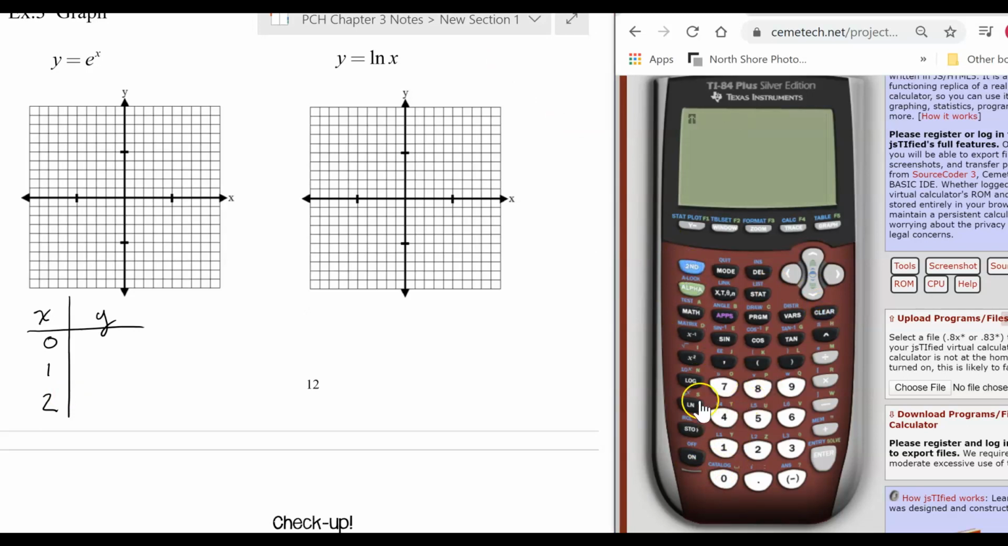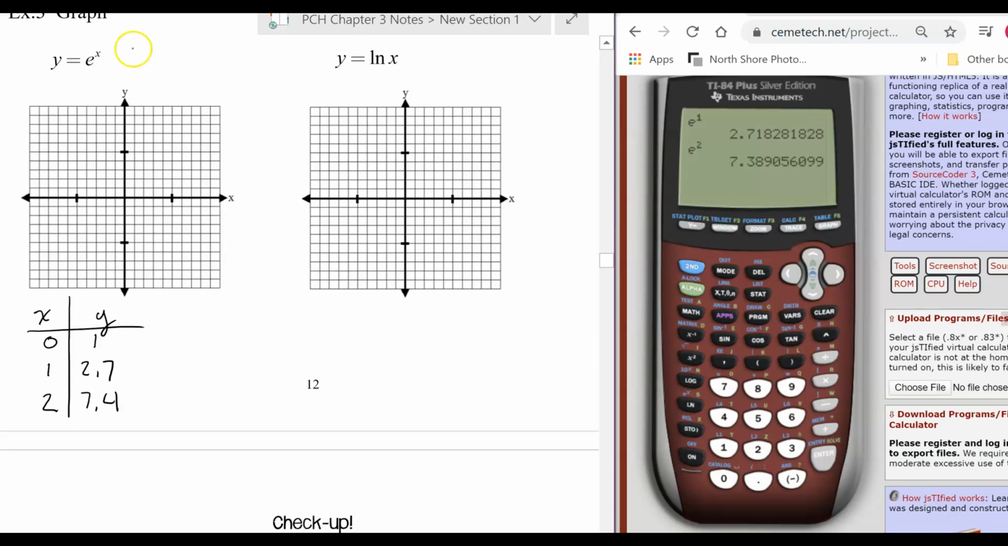You see I have e to the x over here, so I hit second already. And then e to the 0. Well, e to the 0 is just going to be 1. And then e to the first, we know that value. That's going to be about 2.7. And then e to the second, it's going to be double that, but we could plug it in anyway. E to the second, that's going to be about 7.4.